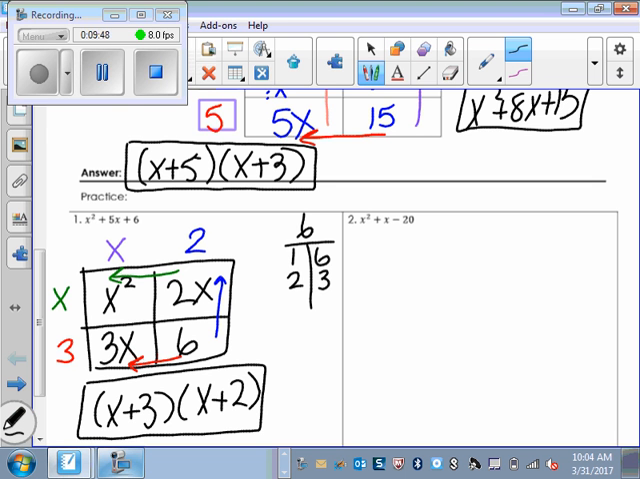If I were to check it in FOIL, you should get this answer. That was a pretty simple problem, but number 2 is a little bit harder because now we're looking at negatives, and you'll see what happens when you have negative numbers.